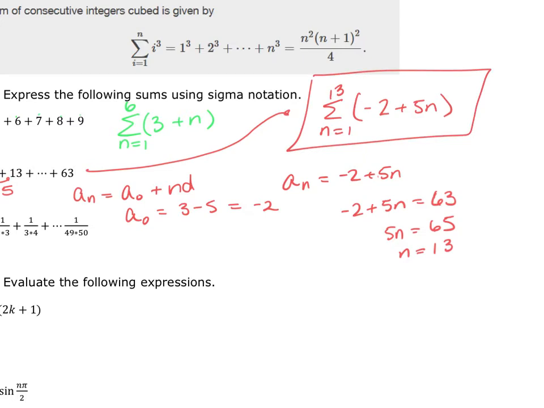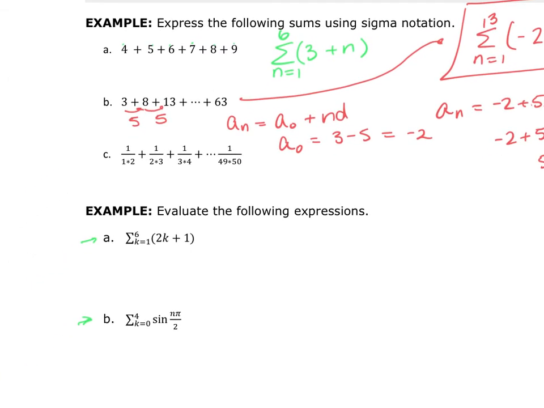All right, now let's take a look at this one. This one is different because I am not going up by the same amount. What is happening, I have 1 times 2, 2 times 3, 3 times 4, 49 times 50. What it looks like is that this is 1 over n times n plus 1 if I put 1 in.